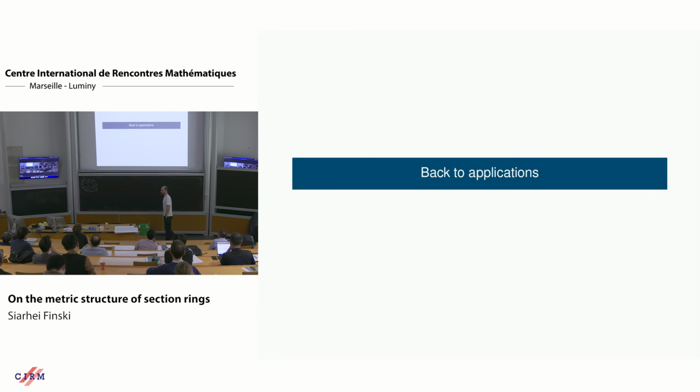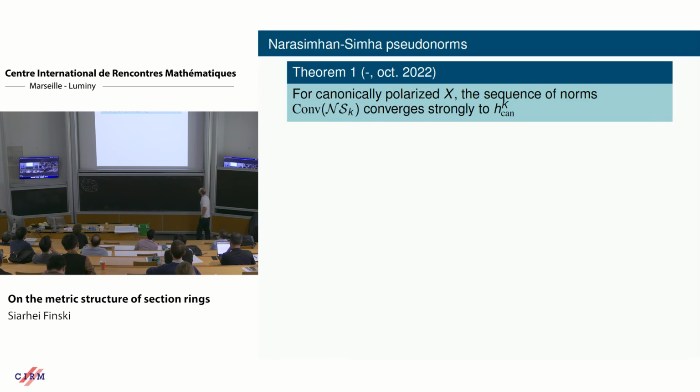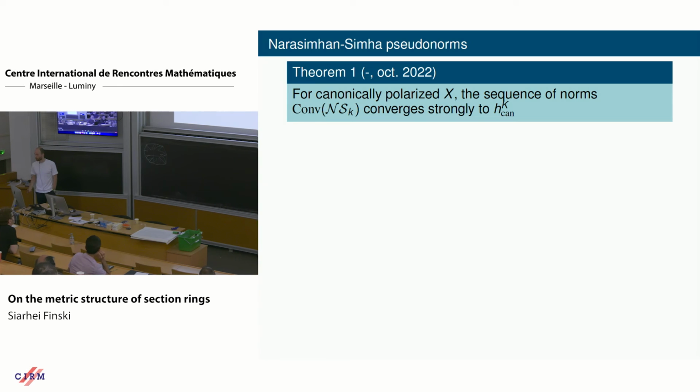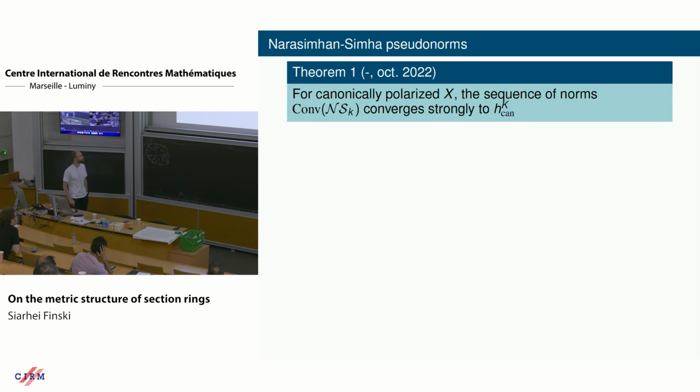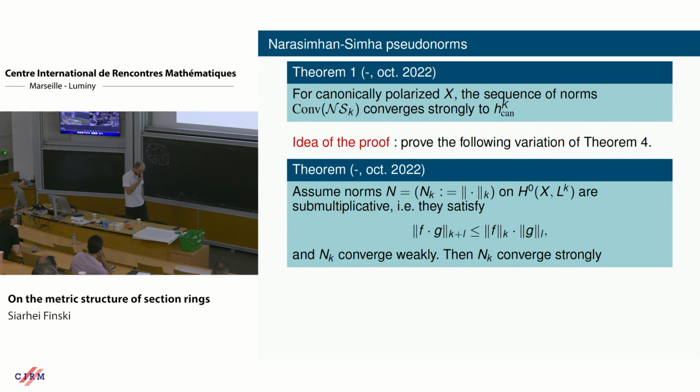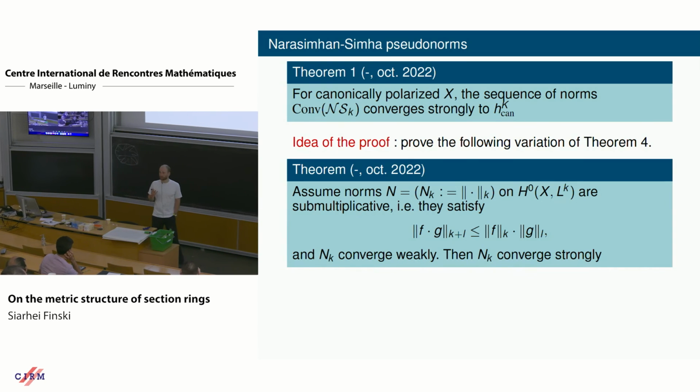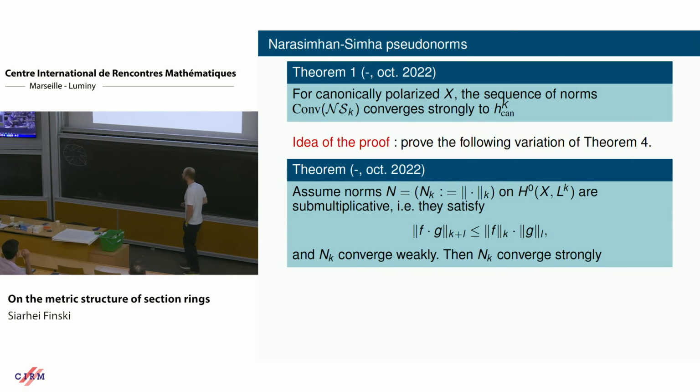Now I will go back to the applications. And I recall to you that there we wanted to prove that for canonically polarized manifolds, the sequence of norms given by the convex halves of Narasimhan-Simha pseudonorms converges strongly to the supercanonical metric of Tsuji. The key idea to prove this result is to prove the following variation of theorem 4.